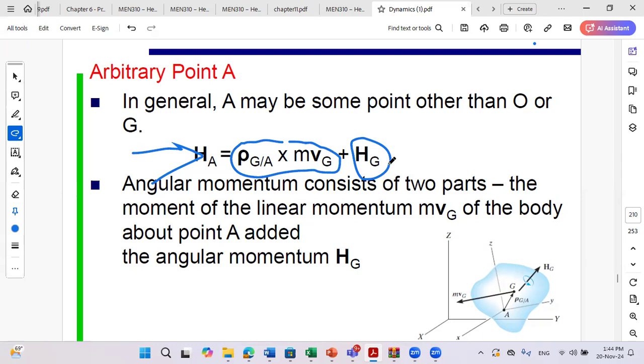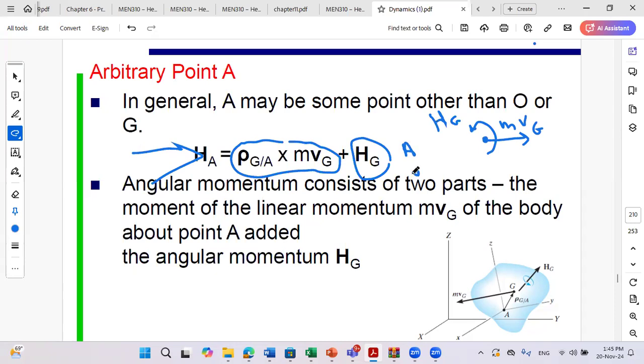Okay? And this is reasonable because we know that when we reduce to G, I have mv_G as linear momentum, and the angular momentum is vector H_G. So now, if I want to compute the angular momentum about any arbitrary point A, I need to displace my system from G to A.